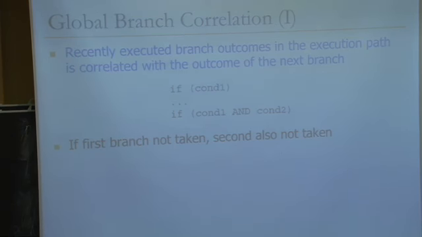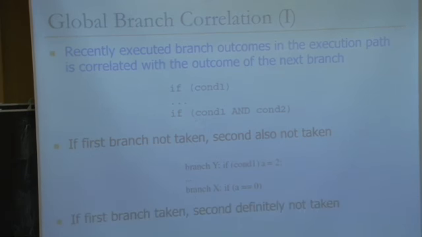So maybe you can exploit this correlation. Again, if condition 1, a equals 2, and then you branch on if a is equal to 0. Well, you know if the first branch is taken, then the second is definitely not taken. Right?